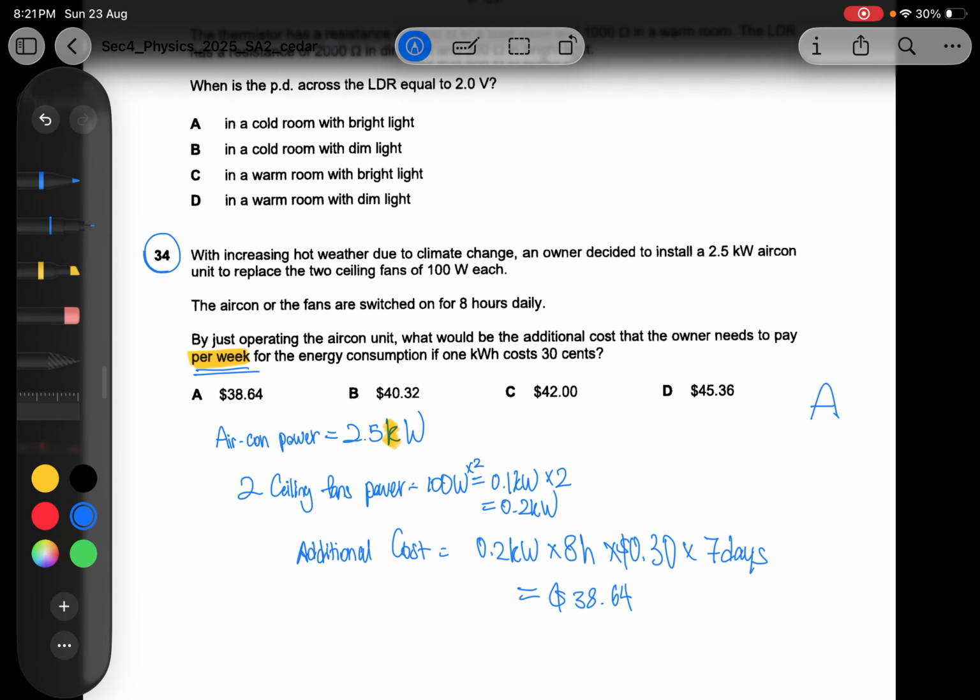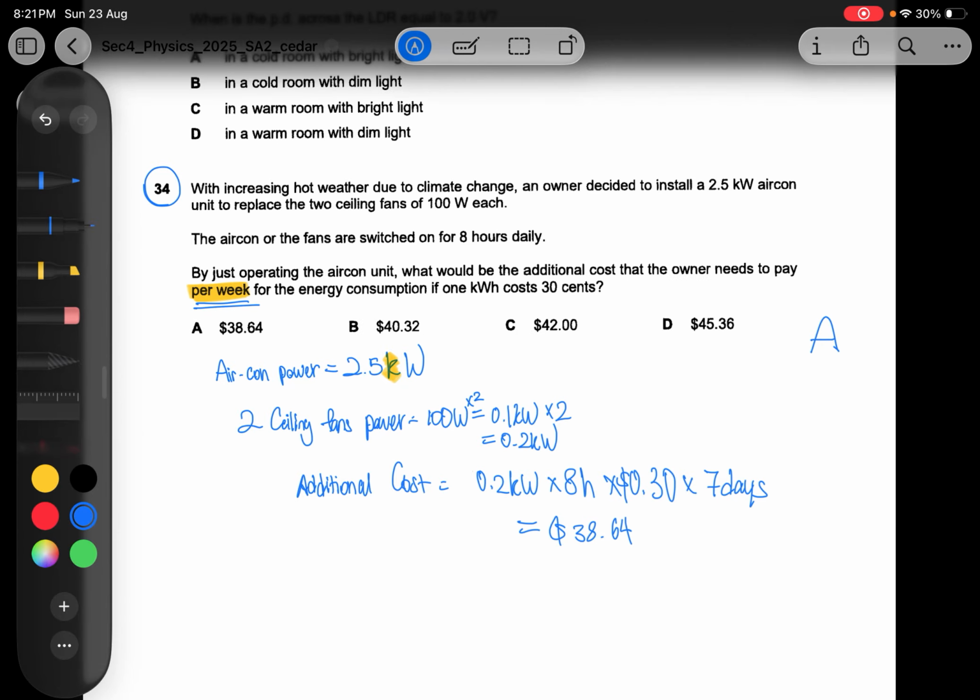Okay, moving on. For question 34, there are two ways of doing it. I just did it by the shortcut way. So I went to calculate the power of the aircon, which is given in the exam, 2.5 kilowatts. Then you're also given 2 ceiling fans. Remember to times 2 for this. And careful, the units here, it is 100 watts, so it is 0.1 kilowatts. So with that, you times 2 is 0.2 kilowatts.